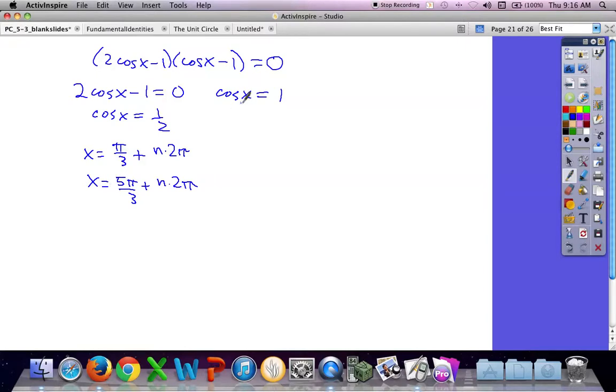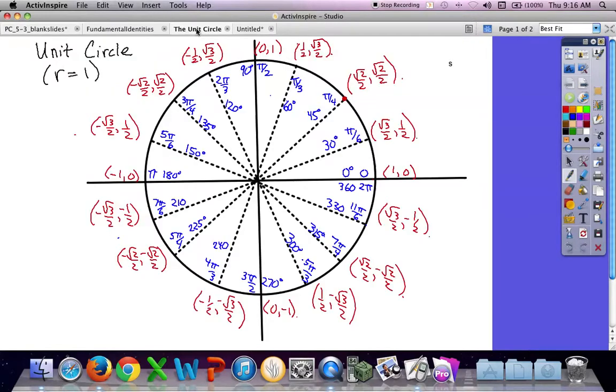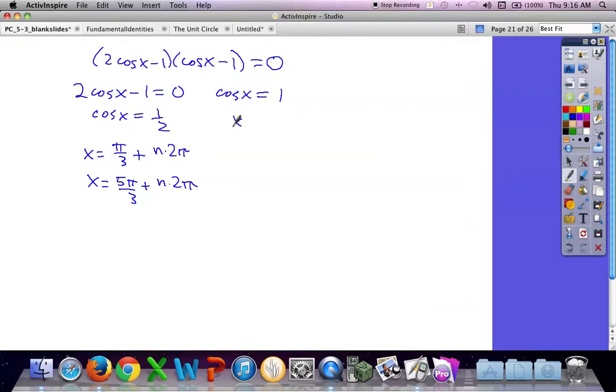Right? Where does the cosine x equal 1? At 0, 2 pi, right? So for that one, you can say x equals 0 plus n times 2 pi, but there's no point writing the 0, so it's just x equals n times 2 pi. So those are all the answers.